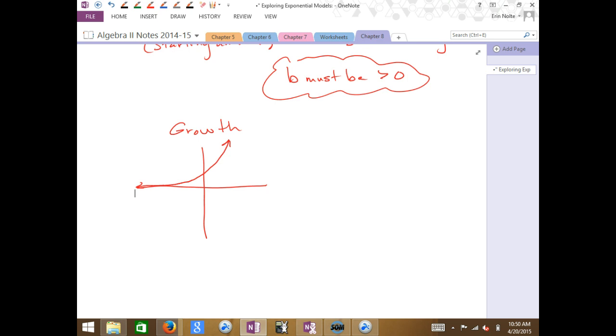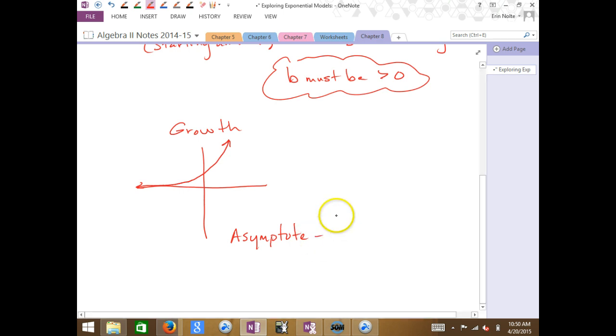There's a name for this invisible line. Anybody know what it's called? It's an asymptote.